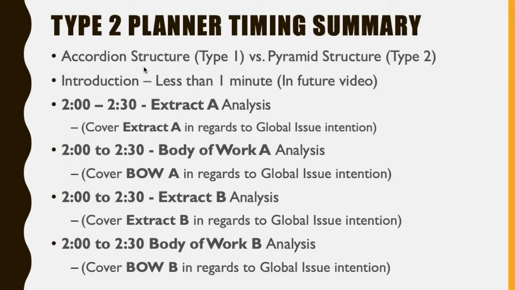Instead of the accordion structure, you could use the Type 2 planner on my blog, where it starts with all the extract details and then goes to all the body of work details. That's also an option, but this one you run the risk of spending too long on your extract and not enough on your body of work, and that would affect your score negatively. So be careful if you choose Type 2.